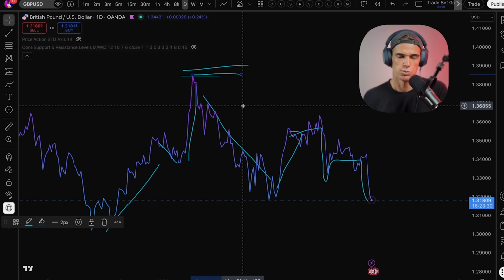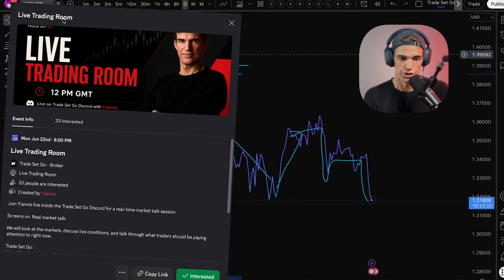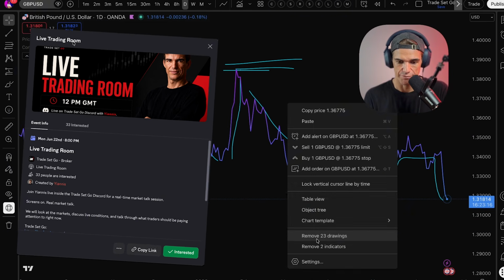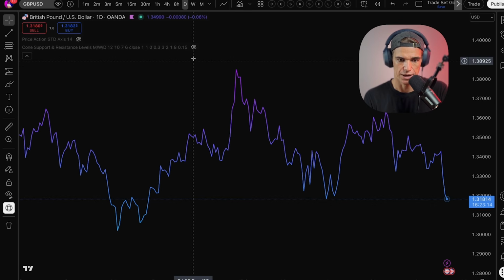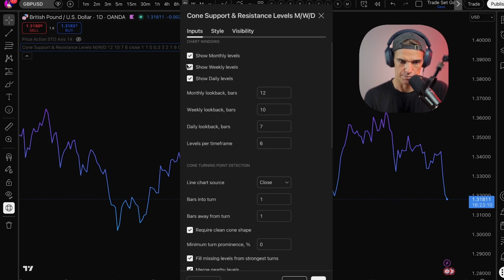Now, on the Mondays, when I'm doing the live trading rooms on the Discord in Trade.Set.Go, I will walk you through how I do my levels, but I also want to show you this indicator that I have been developing. It's currently under work, but it's starting to look really good. So I will be able to analyze my monthly levels.